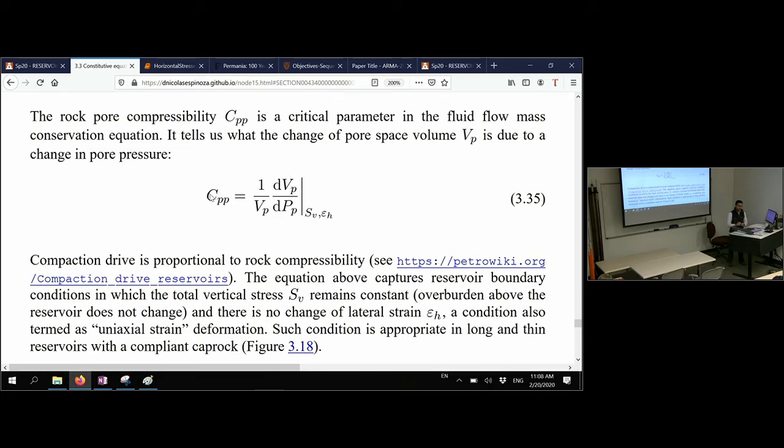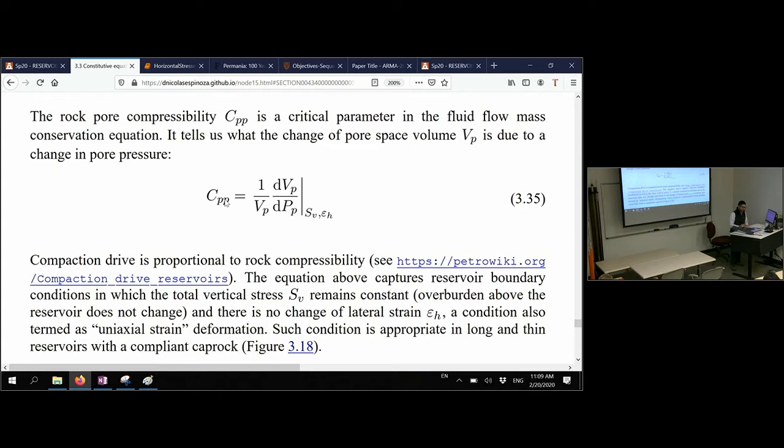A rock which is very stiff, if you lower the pore pressure, the porosity is going to change very little, and this value is going to be small. You have some other rocks that may be more sensitive, and if you change the pore pressure, porosity is going to change quite a bit. If porosity changes, that's also going to help you, for example, to produce more oil due to compaction drive. That's one of the drive mechanisms for production.